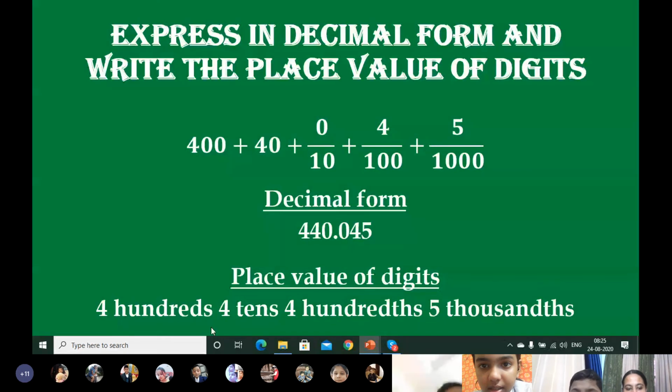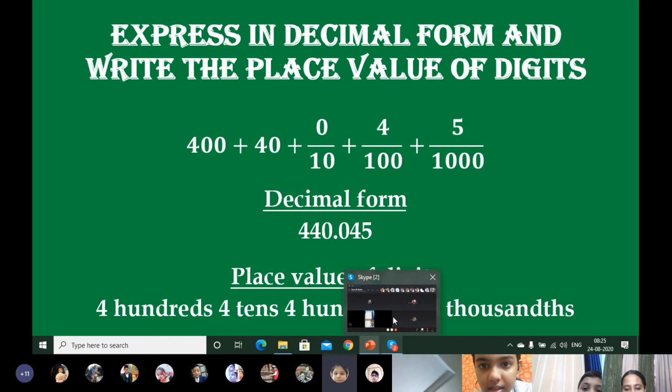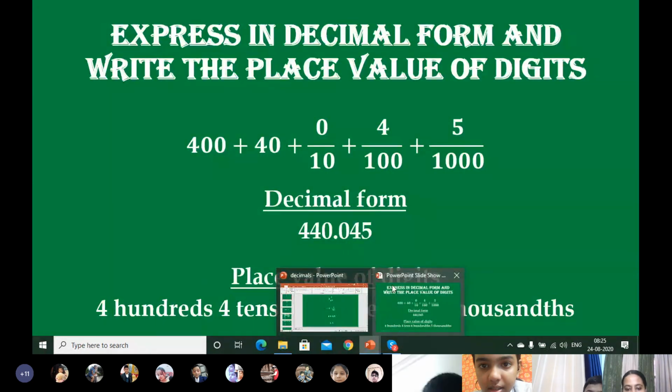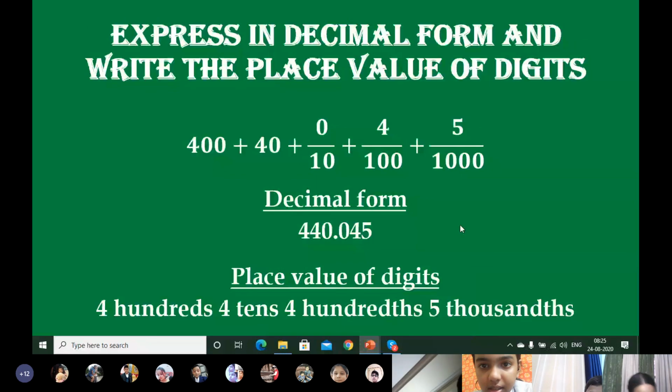Okay, it will be 400s, 4 tenths. See, nothing is there for 0, so we are not using it. Then 4 hundredths, then 5 thousandths. Am I clear? Any confusion? No, ma'am. Yes or no? So let's move ahead.